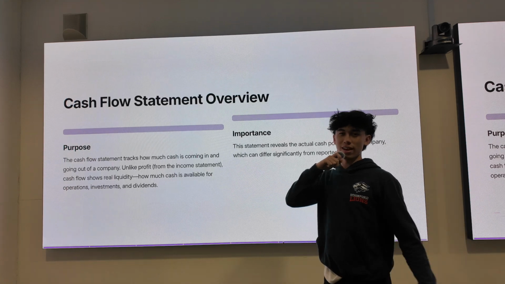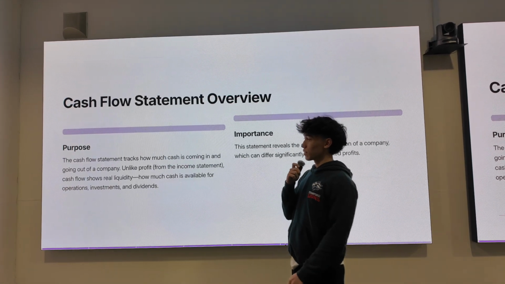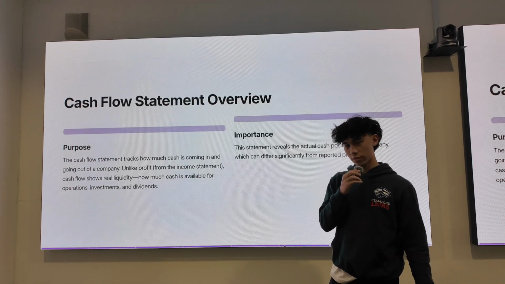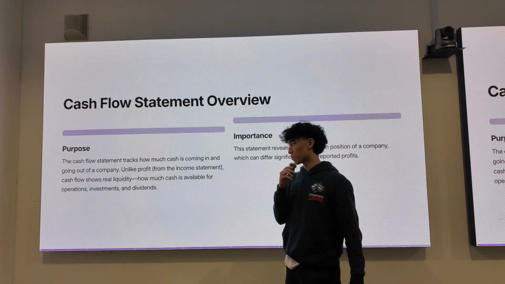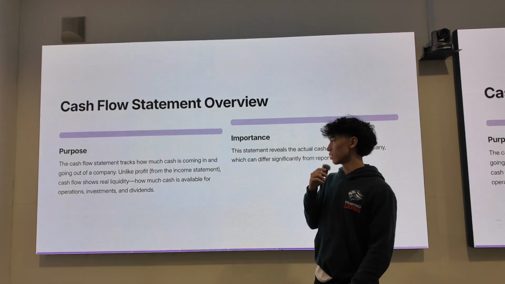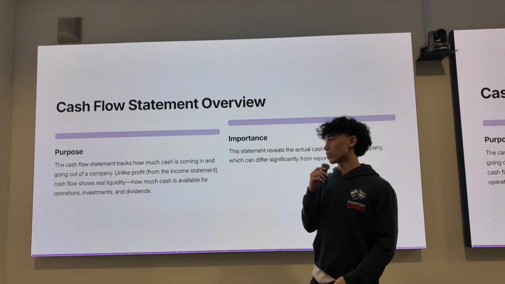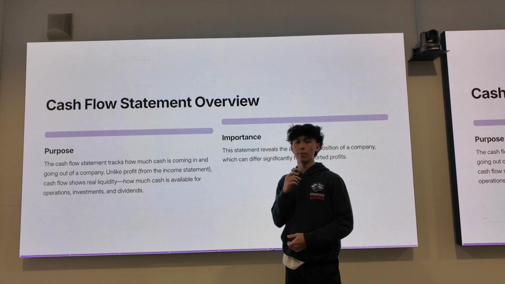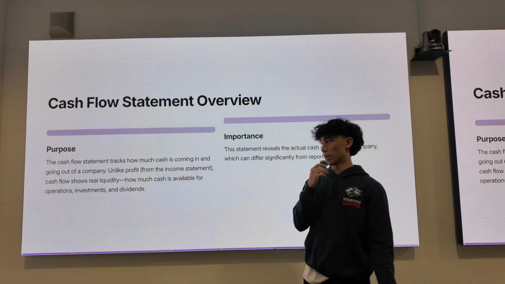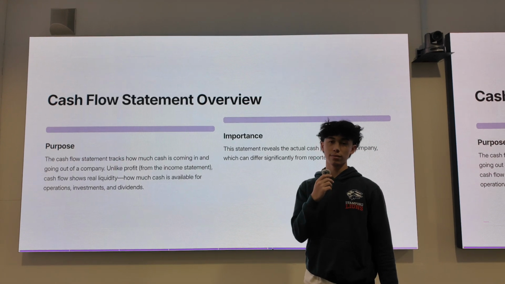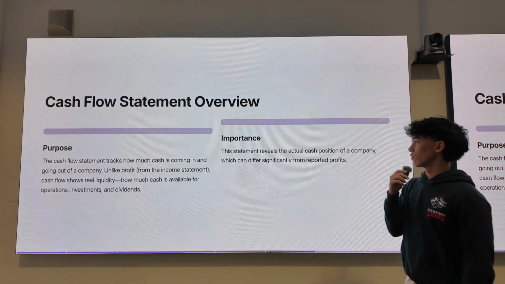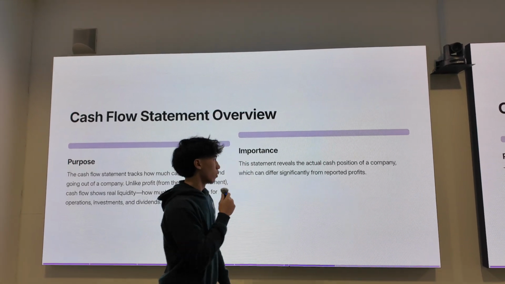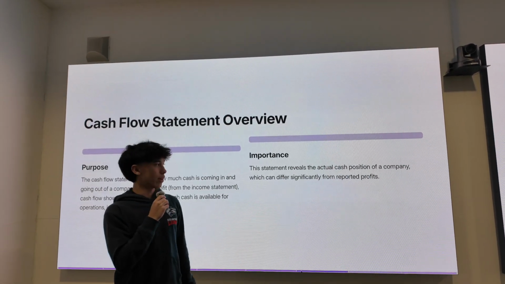Now we're moving on to a cash flow statement. The purpose of the cash flow statement is that it tracks how much cash is coming in, cash inflows, and how much cash is going out, which is cash outflows. Unlike profit, it shows the real liquidity, essentially how much cash is available for companies' operations, investments, and to pay off their dividends. It is important as it reveals the actual cash position of a company, which can differ significantly from reported profits.